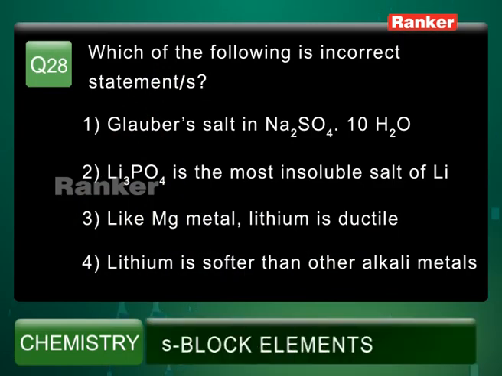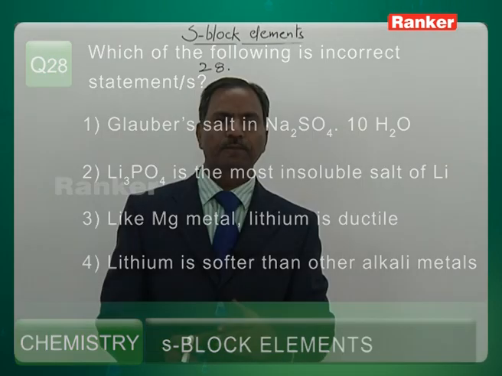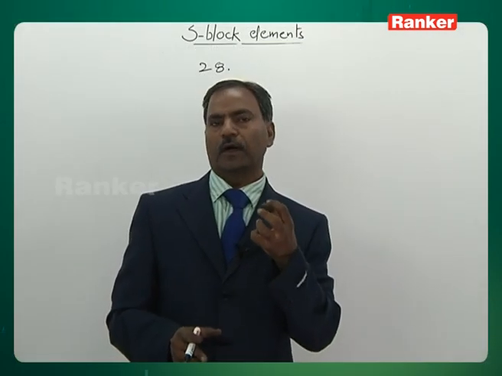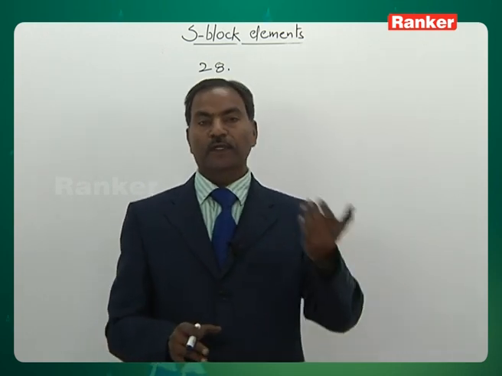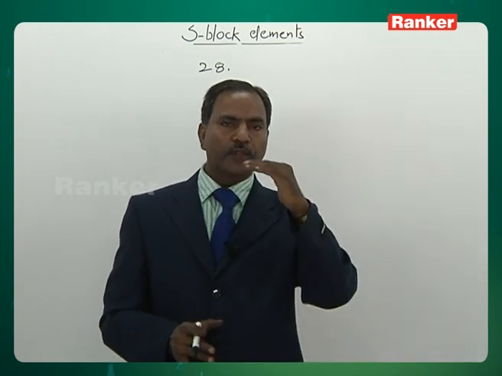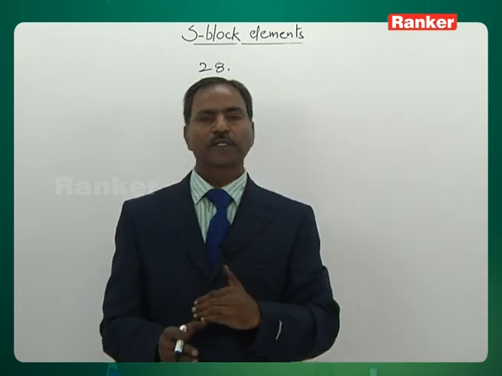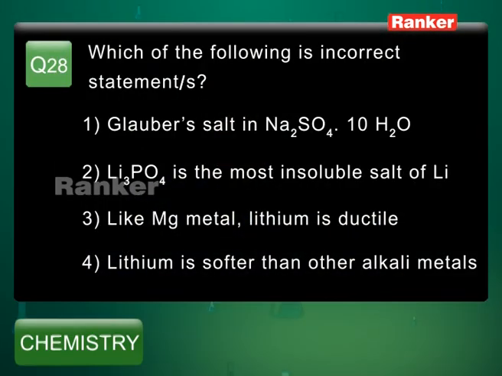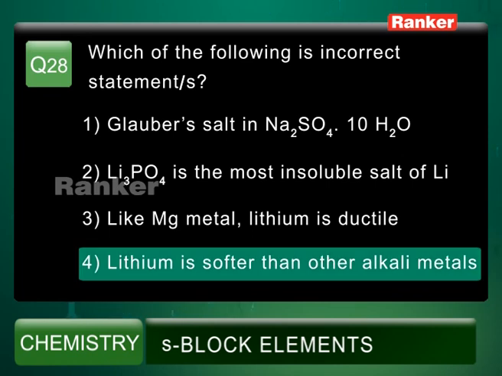Coming to lithium is softer than other alkali metals. This is not correct. Among the alkali metals, lithium is a little hard. But what is given is that lithium is softer than the others. That is not correct. Lithium is actually harder than all the metals of the first group of elements. So for question number 28, the answer is 4.